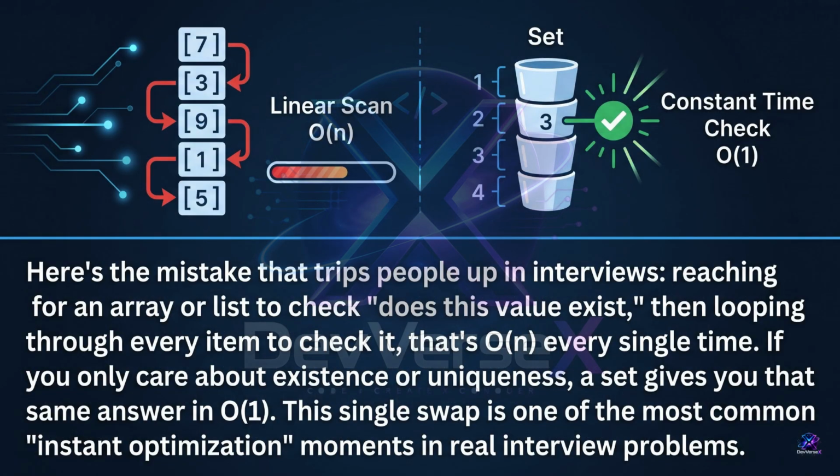Here's the mistake that trips people up in interviews. Reaching for an array or list to check, does this value exist? Then looping through every item to check it, that's O(n) every single time. If you only care about existence or uniqueness, a set gives you that same answer in O(1). This single swap is one of the most common instant optimization moments in real interview problems.